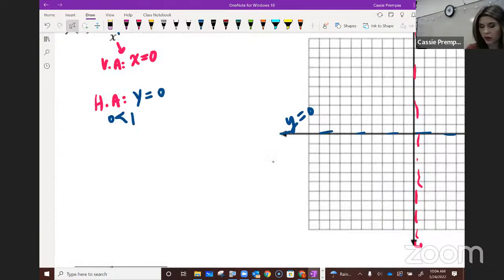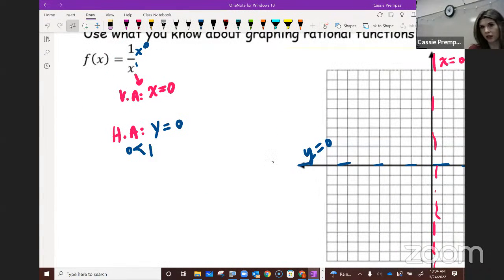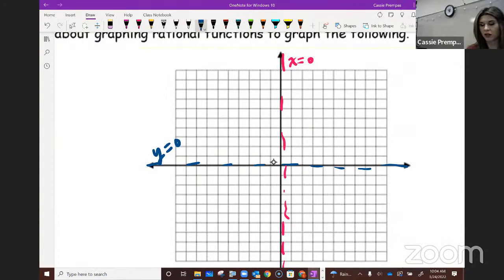And then we know we could find the x-intercept and the y-intercept. But just to save time, if I'm looking at the fact that there's a vertical asymptote at x equals 0, will there be a y-intercept? Will there be a place where it crosses the y-axis? No. How about an x-intercept? Will the graph cross the x-axis? No. So I know there's going to be none.